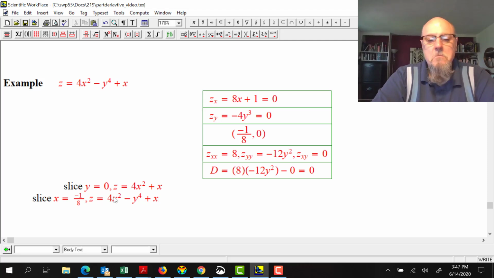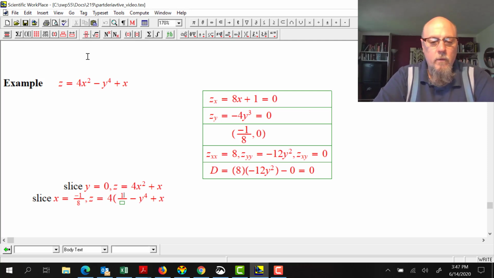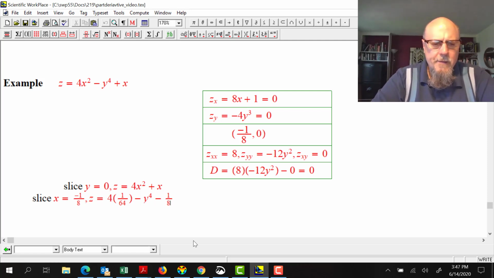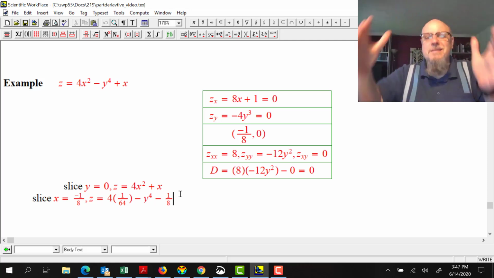That's going to make this 4 divided by 1/64. I'm just looking for the shape, so I don't have to really clean things up that much. Minus a sixth, or minus an eighth. And what kind of shape is this? Well, with this minus y to the fourth, that's bent downward.